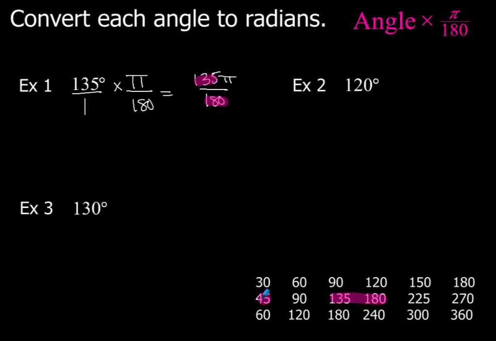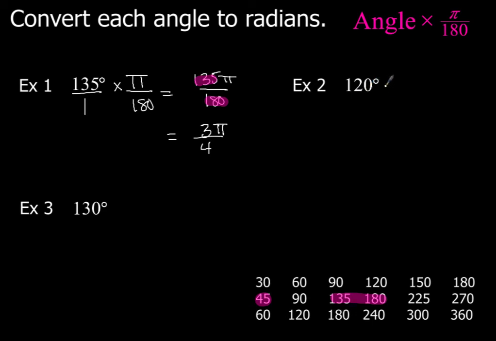Now if I look all the way to the left, that means the GCF, the greatest common factor between 135 and 180, is going to be 45. So 45 goes into 135 3 times, and then 45 goes into 180 4 times. So when I'm done reducing, I would end up with 3 pi over 4. So 3 pi over 4 is the radian equivalent of 135 degrees.